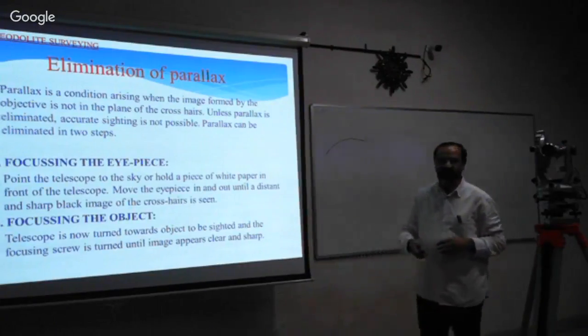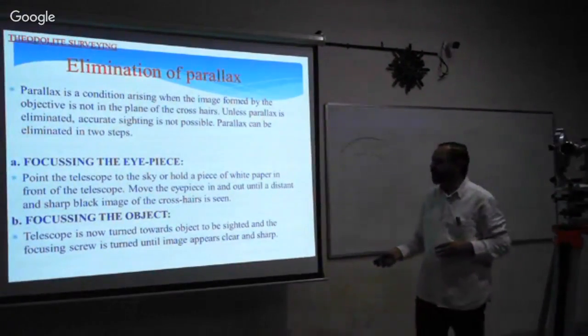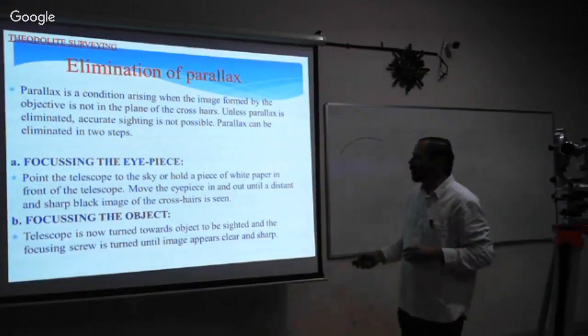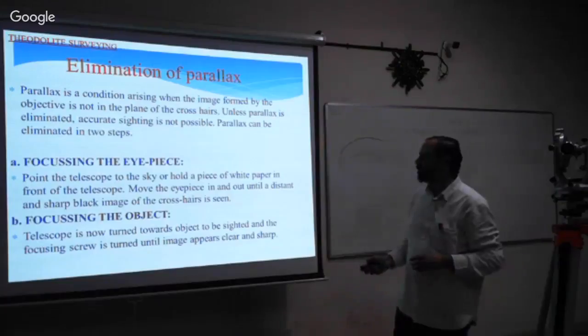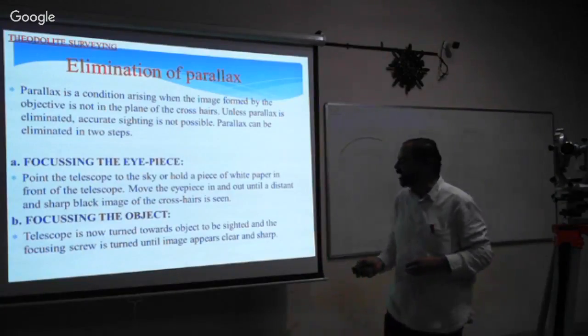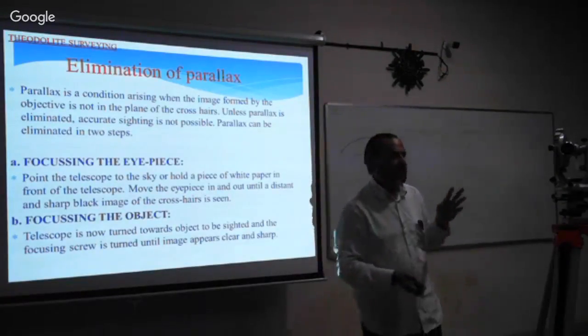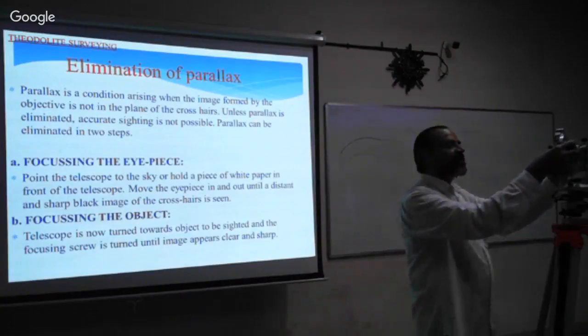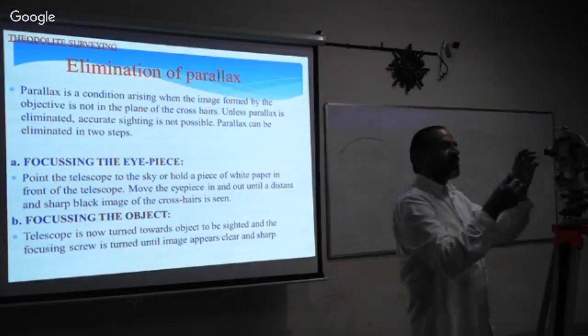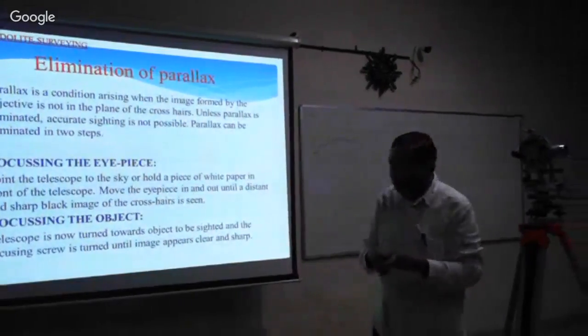We see glasses are seen. And similarly, the other way is that the telescope is turned towards the object to be sighted, and the focusing screw is turned until the image appears unsharp. Now you have to adjust the telescope. The telescope should be very carefully adjusted, isn't it?